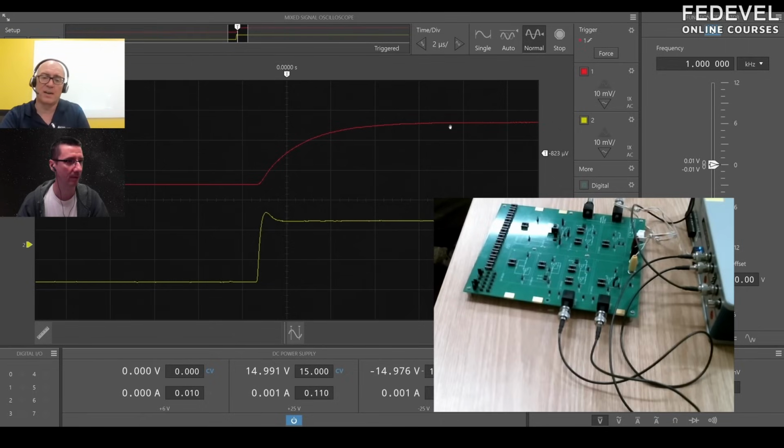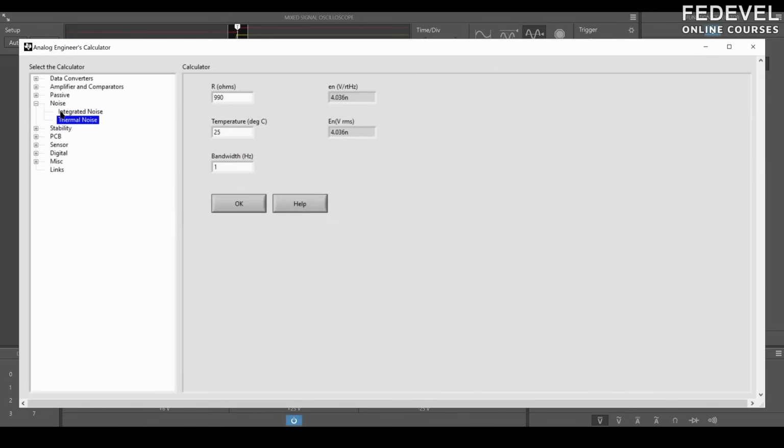The output across the load has this exponential rise. So you could even see, to my earlier point, there is a little overshoot, not much. It's acceptable. But if you were just looking across the load, you'd see this and you wouldn't think there's any overshoot. Now, I should say that this analog engineer's calculator also has stability tools.